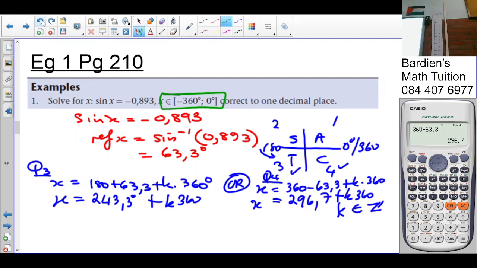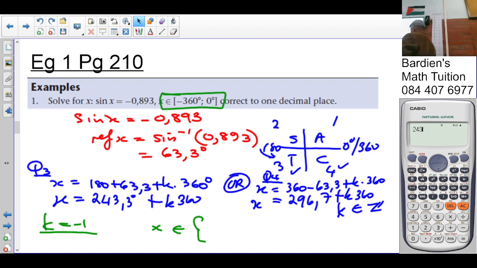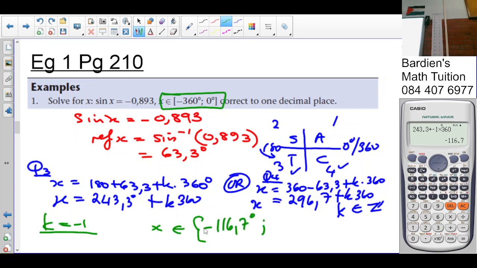Let's go. k is equal to negative 1. If k is equal to negative 1, I put it in a calculator: 243,3 plus negative 1 times 360. That's going to give you negative 116,7. Is that inside or outside? Inside. It's negative 116,7. Now put minus 1 in here and you see what you get.